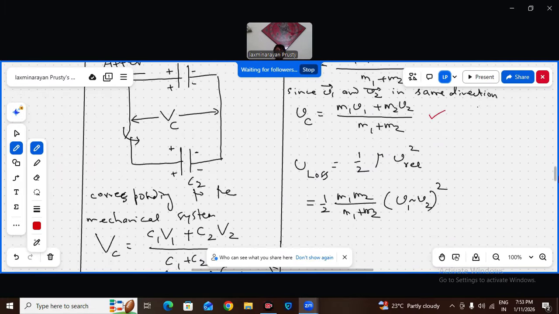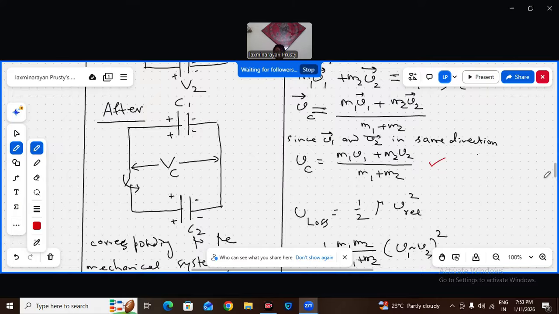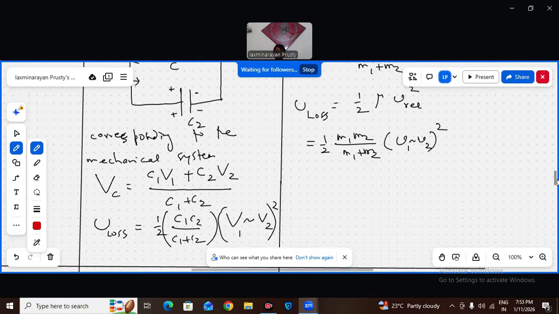Here, let us see. Vc was the common velocity, M1 V1 plus M2 V2 by M1 plus M2, in magnitude also. But here also it is the same thing: the common potential V is C1 V1 plus C2 V2 divided by C1 plus C2. That's it. What is the loss here?